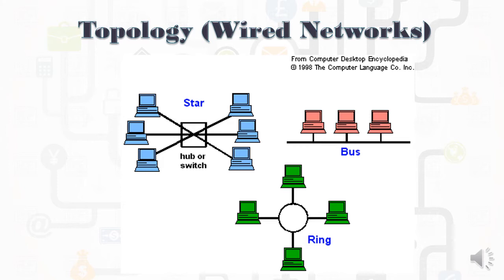We talk about the topology of a wired network. The topology is how the network has been configured, how the wiring has been done. You get a star network, you get a bus network, which has one big wire and then each computer going off there. And you get a ring topology. The most common one is the star topology, and it has many advantages. If one computer breaks down, then the network can still operate.